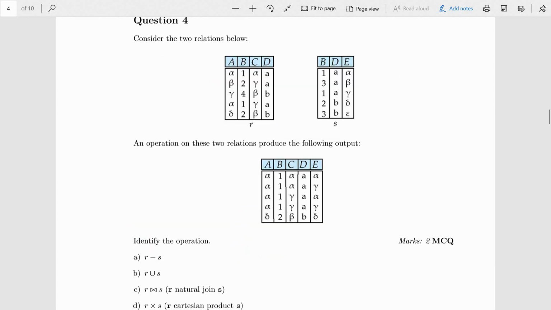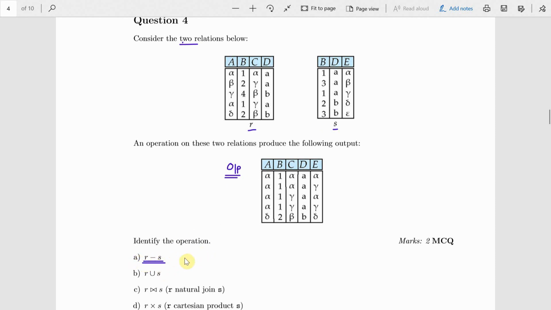Coming to question number 4. Here two relations are given. R with attributes A, B, C, D, and S with attributes B, D, E. Now the question is, an operation on these two relations produces the following output. This is the output of some operation between R and S tables. Identify the operation. First option, R minus S.